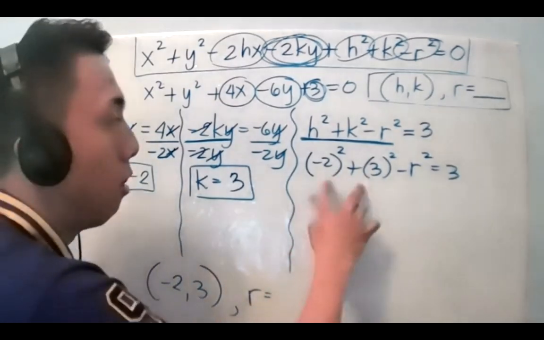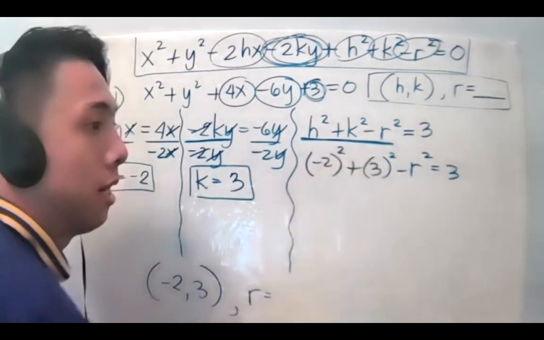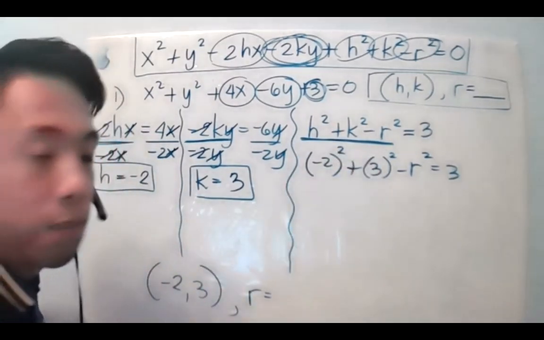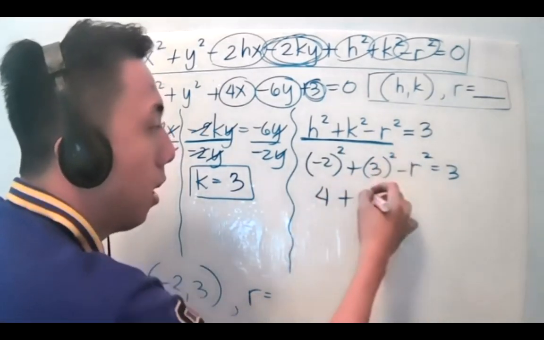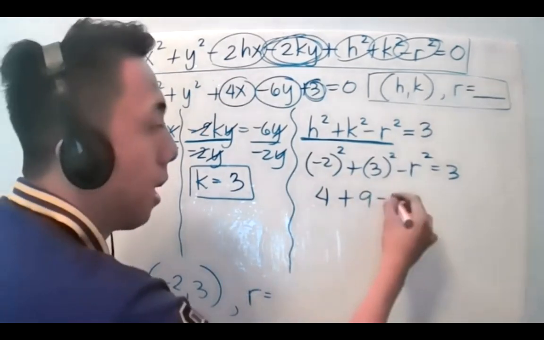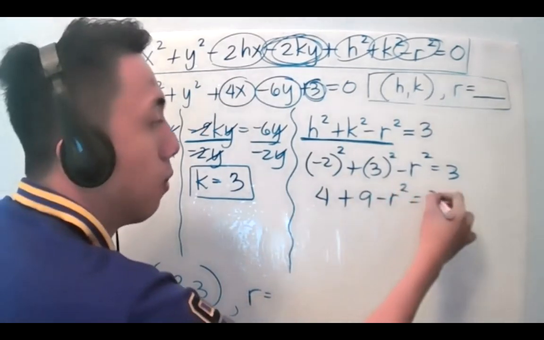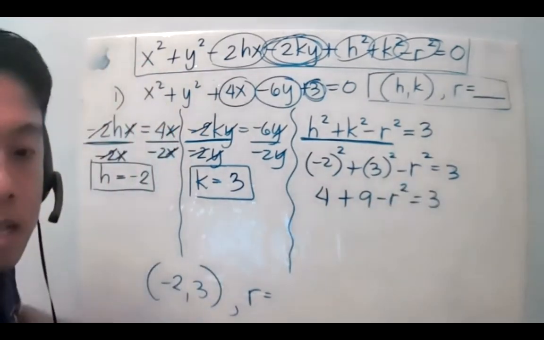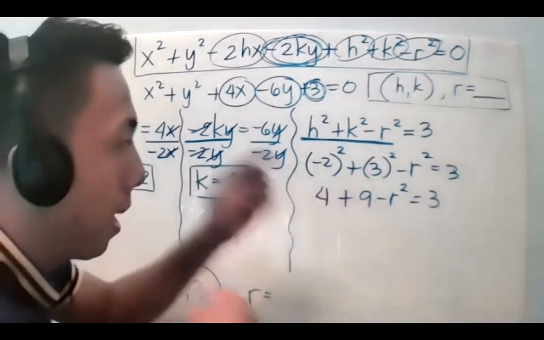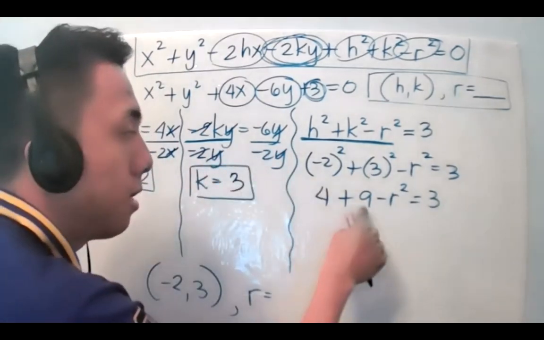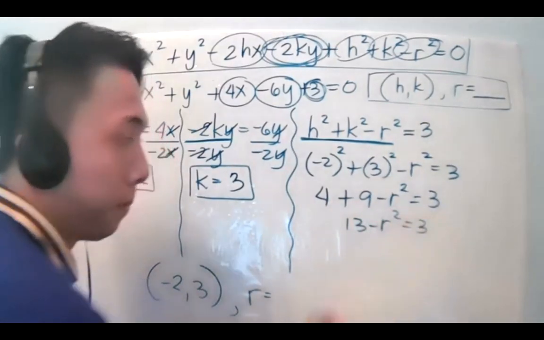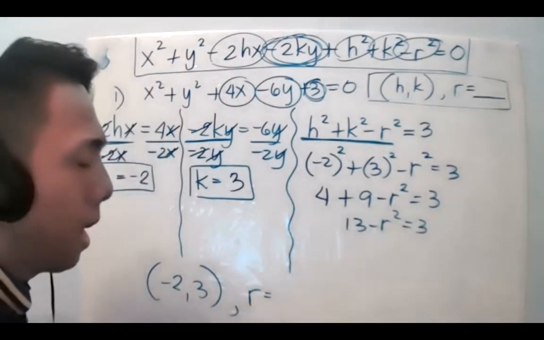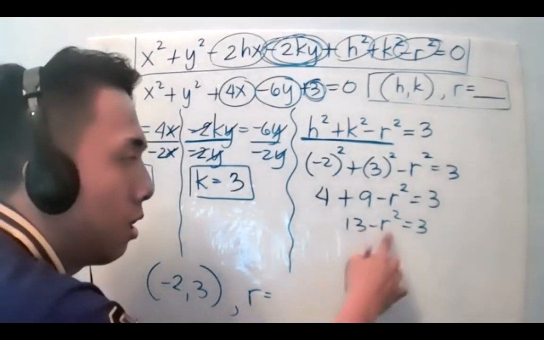Let us now solve. What is negative 2 squared? Negative 2 squared is positive 4. Plus 3 squared is 9, minus r squared equals 3. Now, let us combine like terms. 4 plus 9 is 13, negative r squared, and 3. Ayan. So, paano maiiwan si r squared dito?